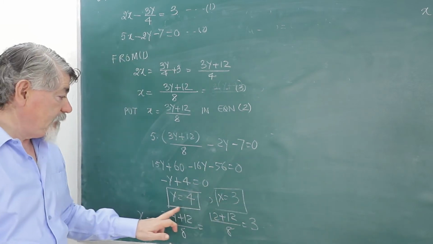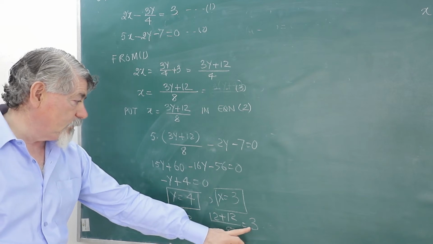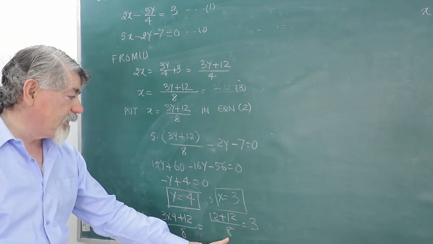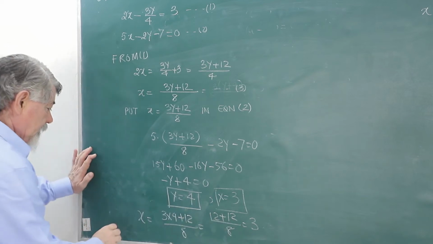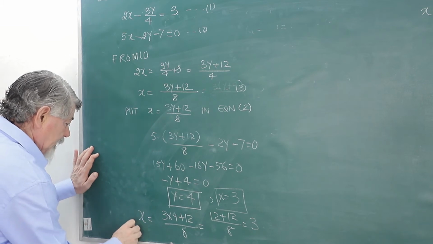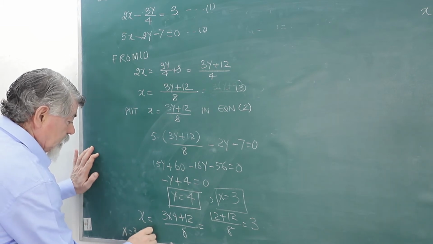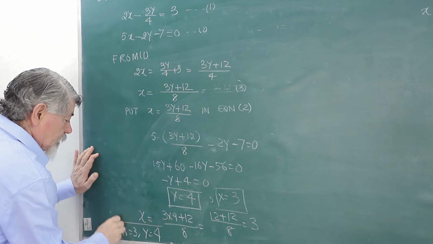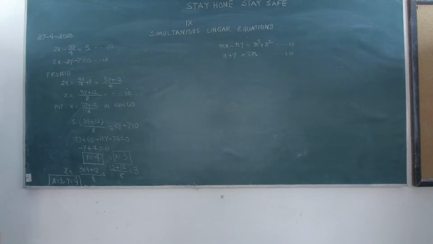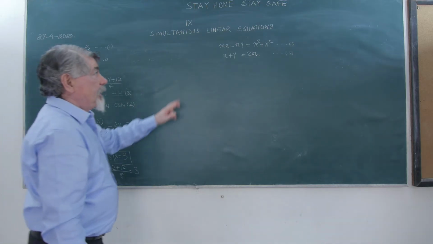X is 3, y is 4, because you got x is equal to 24 upon 8, and 8 3s are 24. You can write x is equal to 3, y is equal to 4 as your solution. Now let us see the second equation.